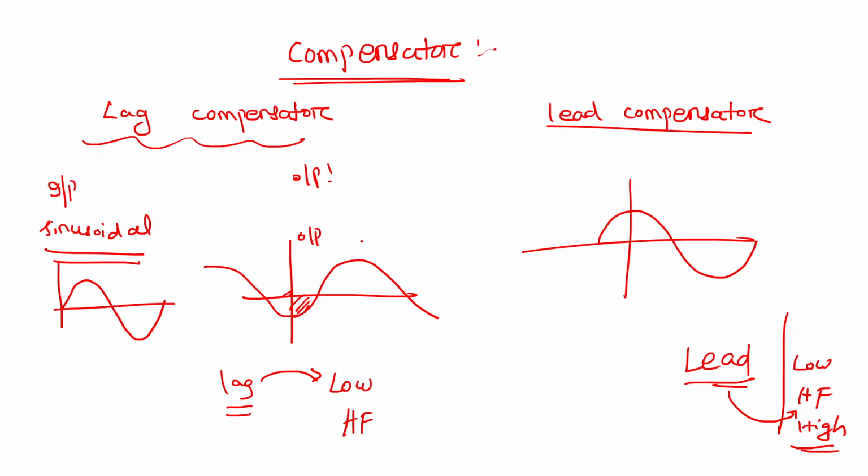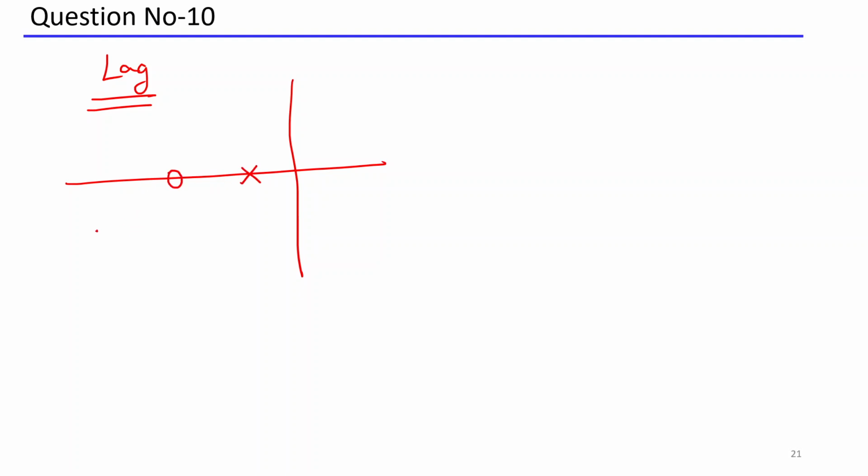Quickly you can do it. Lag compensator means, I'm just going to the next slide, your angle has to be lag. Remember, angle has to be lag means you always have a pole at the origin and a zero on the left side. The pole should always be very close to the origin.